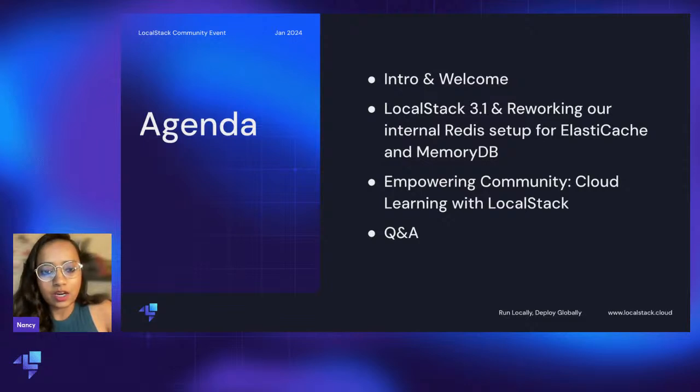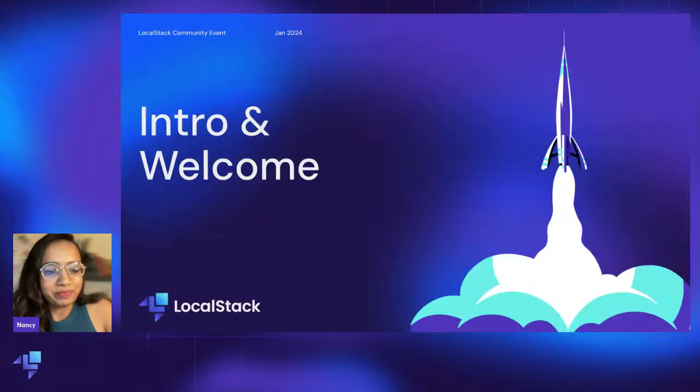Today's agenda is the introduction and welcome. Then we have a talk on LocalStack 3.1. We are going to learn what's new in LocalStack 3.1, what the different features are, and about the reworking of our internal Redis setup for ElastiCache and MemoryDB. Then we have empowering community cloud learning with LocalStack. We are going to have a community builder who is going to share his experience of using LocalStack. And we are going to have Q&A in between.